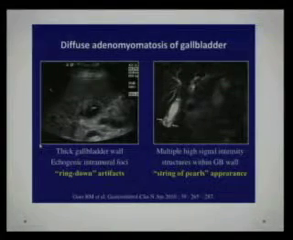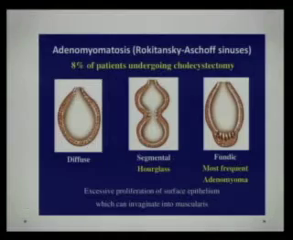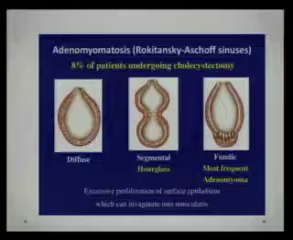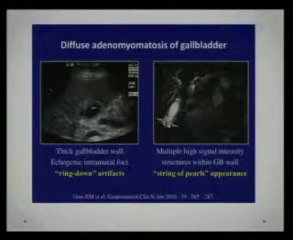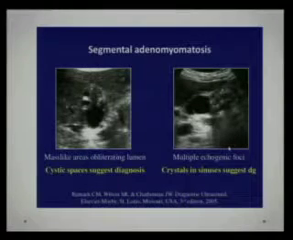Because remember, the abnormality is in the wall. These sinuses are nothing but, as we saw in this image, polypoidal projections, and these sinuses are right here, known as the Rokitansky-Aschoff sinuses, which cause the posterior acoustic shadowing and then cause this multiseptate appearance or string of pearls appearance on MRCP.